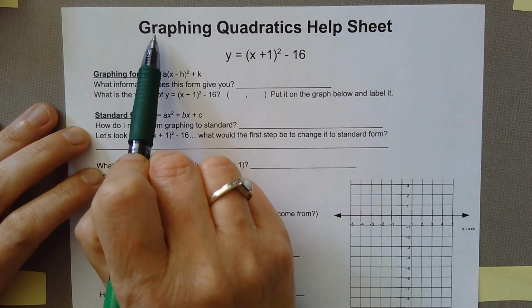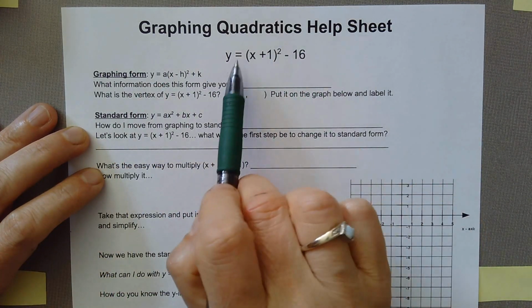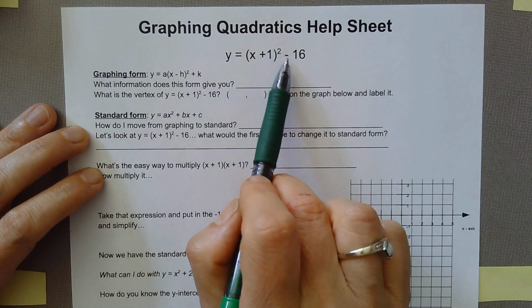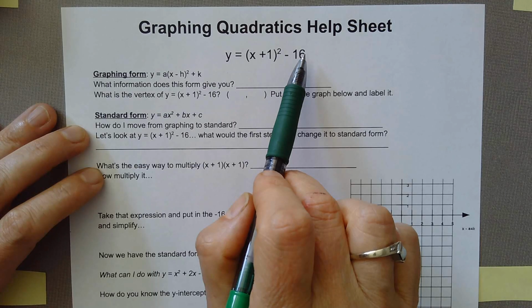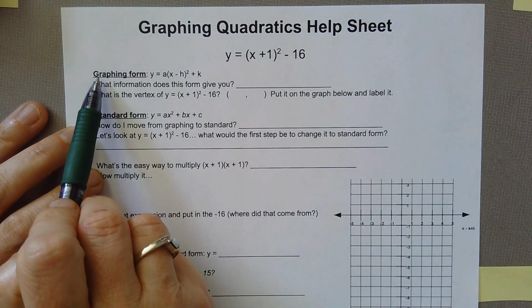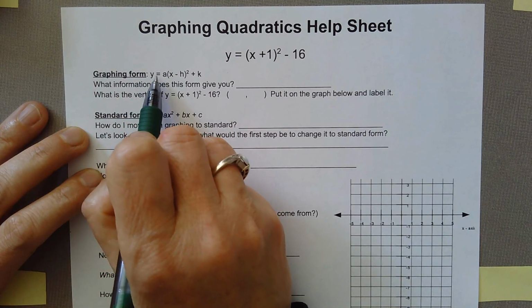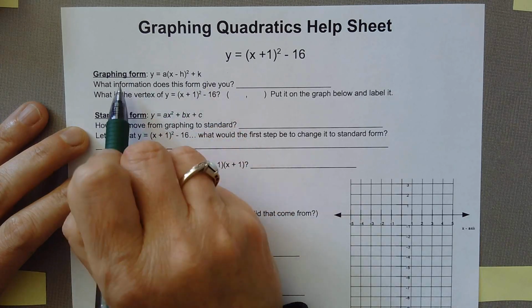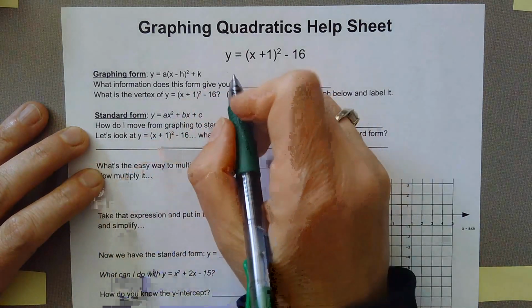All right, so we're going to be looking at the Graphing Quadratics help sheet. I'm going to use the equation y equals (x plus 1) squared minus 16 as my example as I go through here. Let's look at the graphing form of a quadratic equation: y equals a times (x minus h) squared plus k. Now, what information does this give us immediately?